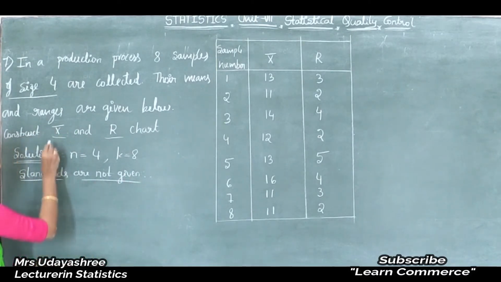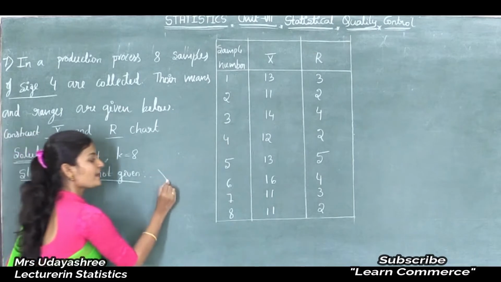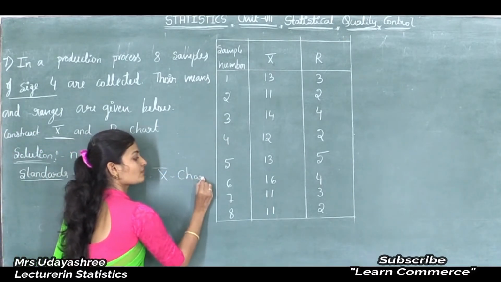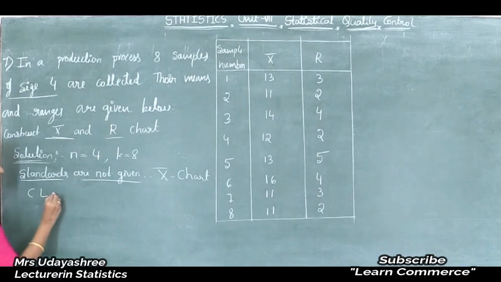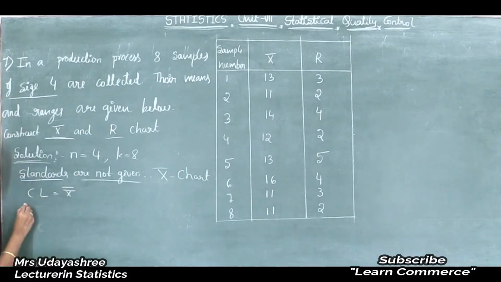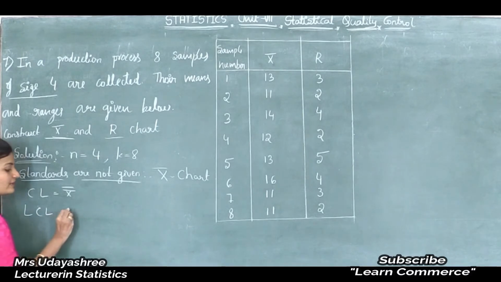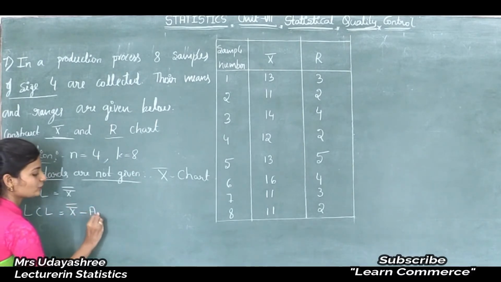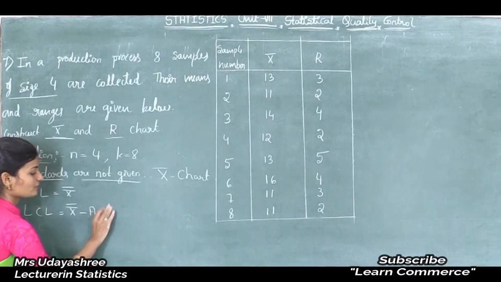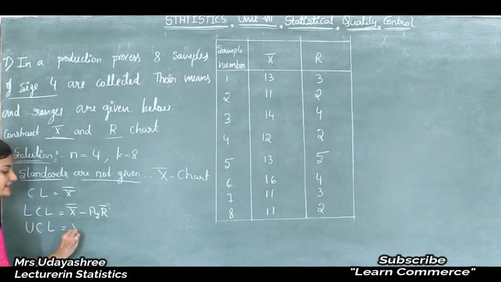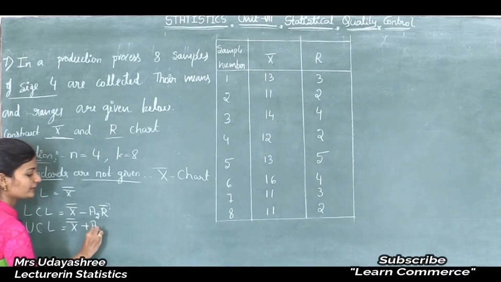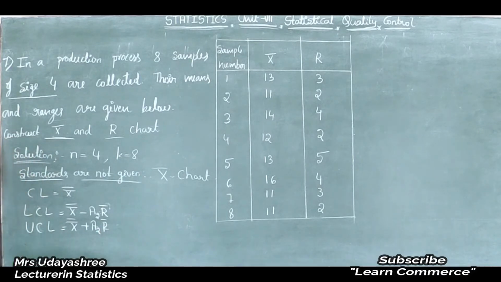First I will construct X bar chart. For X bar chart, in standards not given cases, the control limits formulas are like this. The first one is center line, the formula is X double bar. The second one is lower control limit, the formula is X double bar minus A2 into R bar. Next upper control limit, the formula is X double bar plus A2 into R bar. See here, first we need to calculate X double bar and R bar.